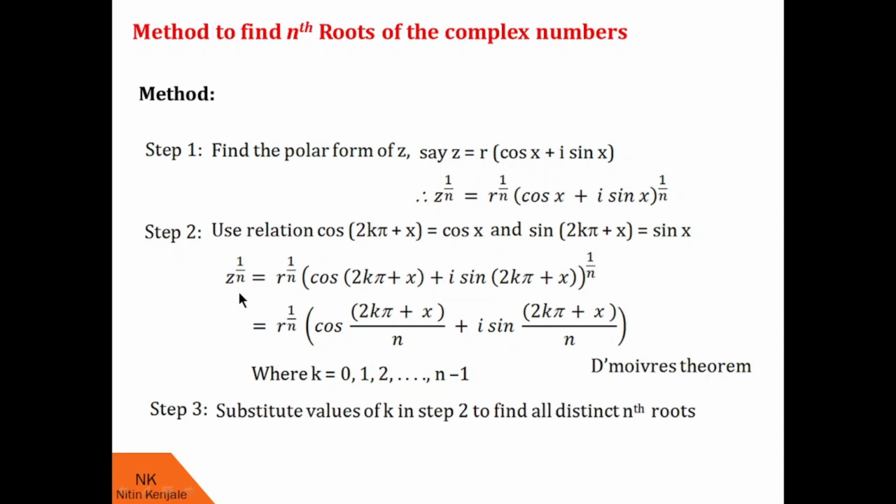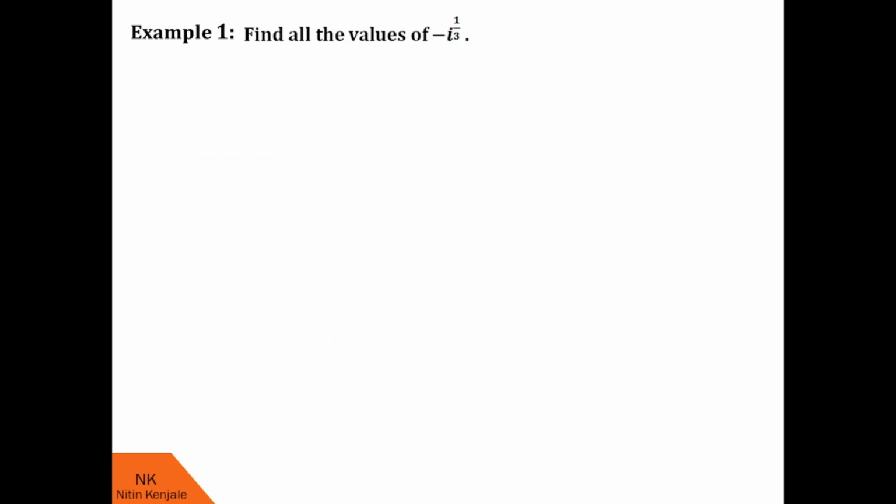Now finally in step 3, we substitute one by one these values of k in this statement to get n distinct roots of z. Now let me show you some real examples. In this example, we are asked to find the value of (minus i) raised to 1 by 3. That means we have to find the cube root of minus i. So here our complex number is z equal to minus i. According to step 1, we have to write the polar form of this complex number. So let us first find the modulus and argument of this complex number minus i.